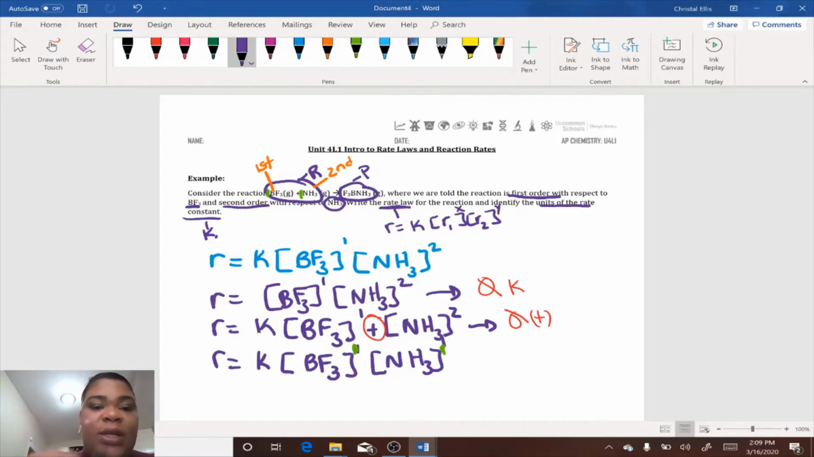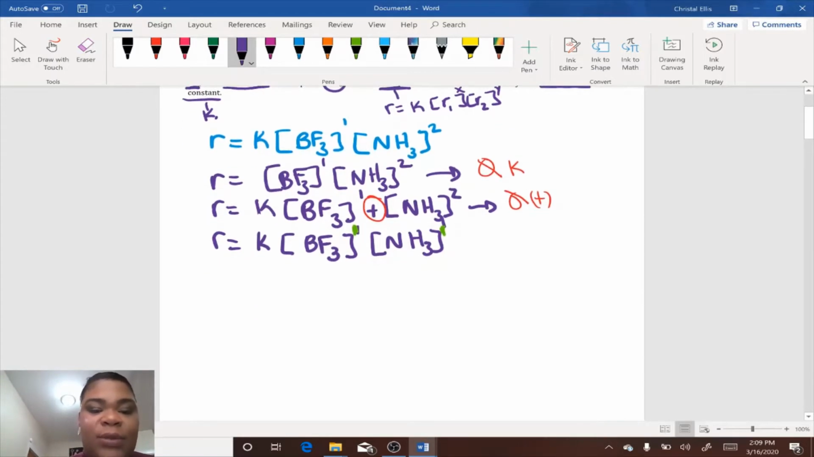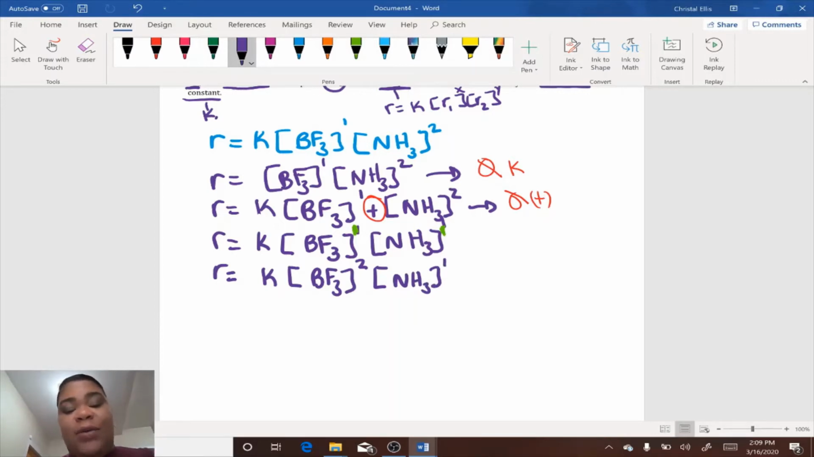Another way that scholars make a mistake is when scholars go rate constant K, concentration of BF3 raised to the second power, and they have concentration of NH3 raised to the first power. That is not okay. Why? Because the order for BF3 is not 2. That's the order for NH3. The order for NH3 is not 1. That is actually 2. So you have to be paying attention to what the question says so that you do not make a mistake.